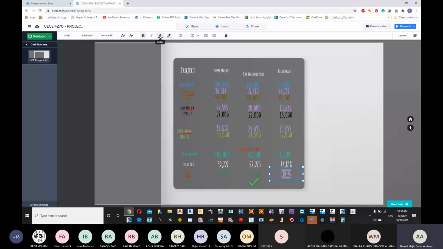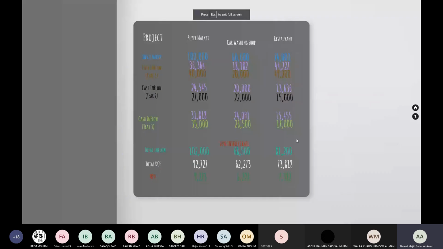So now, whatever we have got, the net present value. When we say net present value, we are trying to deduct the values. So 102,000 minus 92,000, it will give you 9,273. Here we have 6,000. Here we have 7,000. And the best project, of course, is the project which has more net present value.